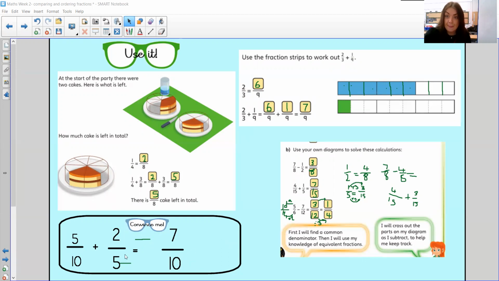The numerator. So my parts got 2 times bigger, but I kept it as 2 tenths, because then I've done 5 tenths, I had 2 tenths. I forgot to change that numerator into the equivalent fraction. So actually it should have been 4 tenths. So actually that answer should have been 9 tenths. So well done to you if you spotted my mistake.